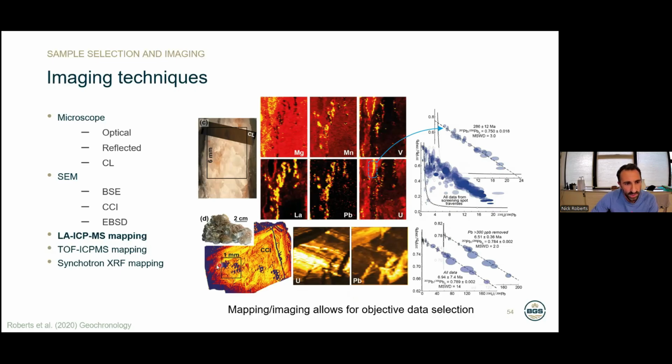We've done some dating across this, and if we do the trace element map, we see in the lead and uranium, particularly in the lead, there are bright zones of alteration veins cross-cutting. So if we exclude the areas of spot data where these veins occur, we get a much better age than just blindly having spots all over this crystal.